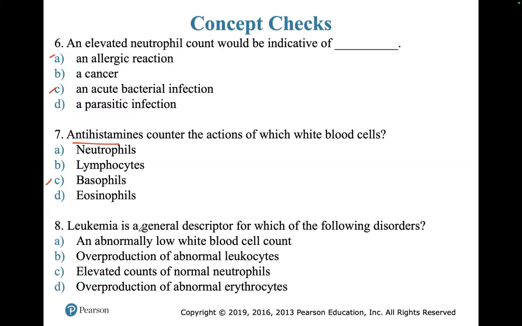All right, third one: leukemia is a general descriptor of which of the following disorders? J. An overproduction of abnormal leukocytes. Yes, it's blood cancer. When we have abnormal mutated leukocytes overproduced, that's leukemia or blood cancer.